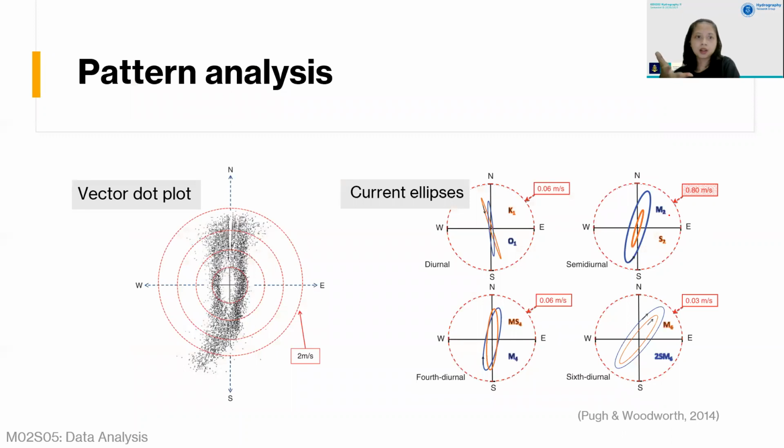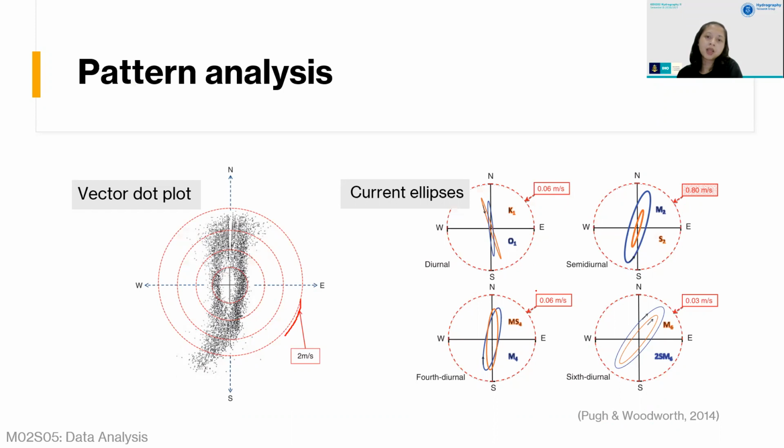The next one is your pattern analysis. I told you already about what this factor dot plot is. Simply, that's your speed, right? So this is your 2 meter per second, and that's basically your azimuth. You can do a lot of analysis from here, and you can also see your current ellipses. Your current ellipses is basically, you can see the tidal components that govern your tidal pattern. Okay, I'm not going to talk more about this. You can have a look at Pugh and Woodworth 2014 if you're interested in this.